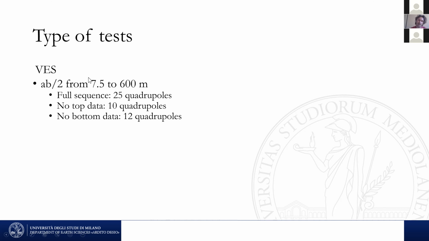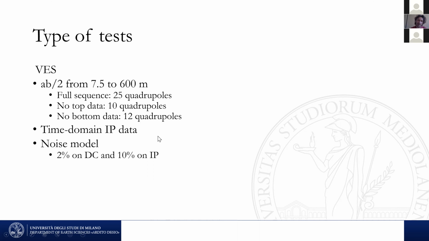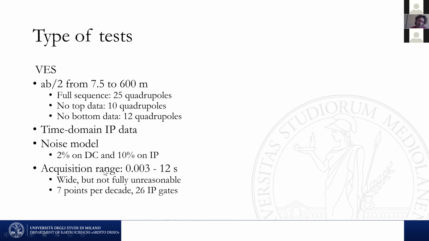So here the question is, can we put together a vertical electrical sounding and an airborne sounding to gain information from a joint inversion? In this case, for this vertical electrical sounding, we are modeling time domain IP data. We have a 2% noise on DC and 10% error bars on induced polarization, and we have a quite wide acquisition range from 3 milliseconds to 12 seconds. So this range is wide, but it's not fully unreasonable.